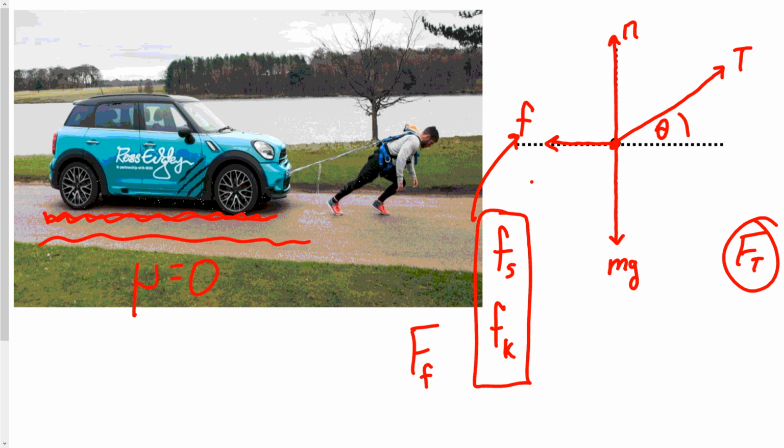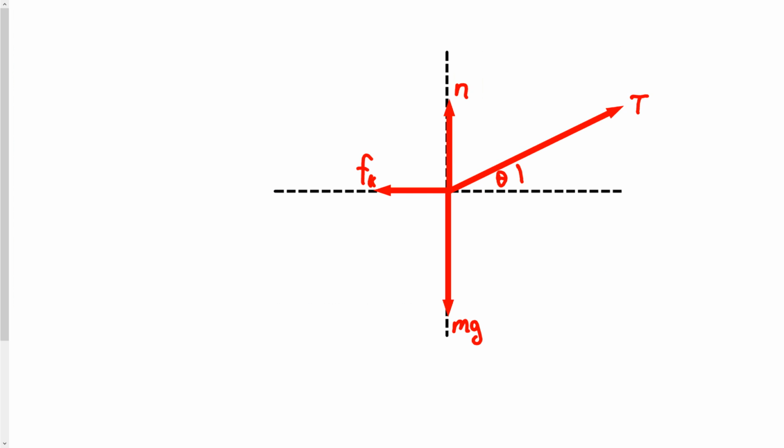Now we have this scenario of someone pulling a car, and it looked like this. Here's what I'm going to do. I'm going to assume it's going to the right, so I'm going to make that positive x. This would be my negative x, positive y, negative y. Anytime there's movement, I make the direction of the movement my positive x, and in this case it worked out fine.